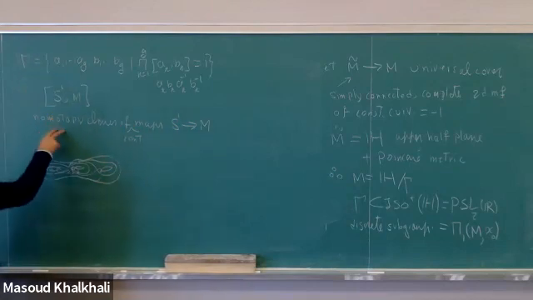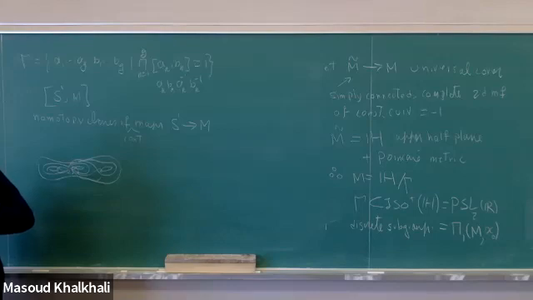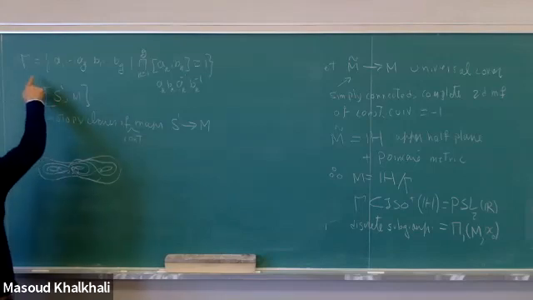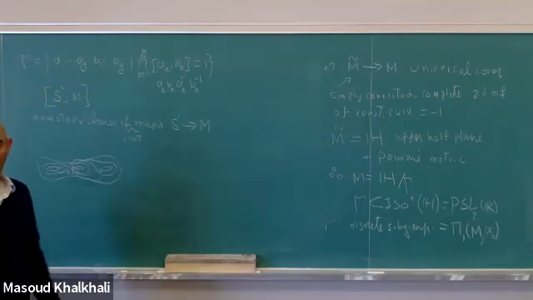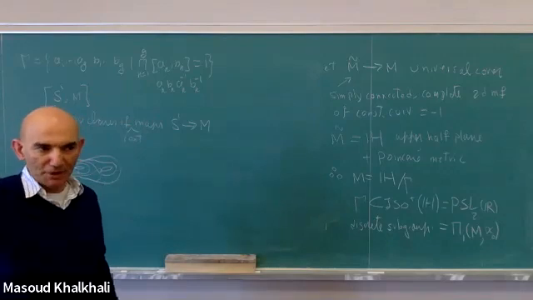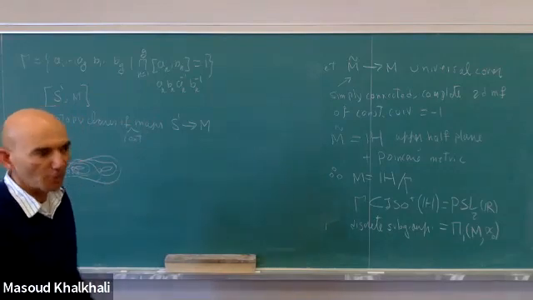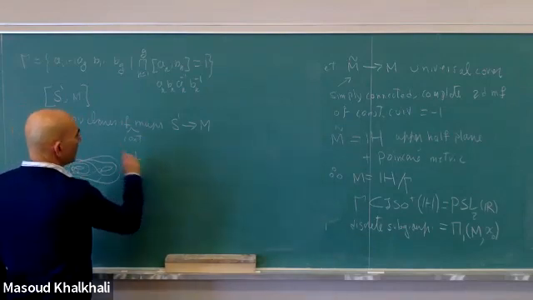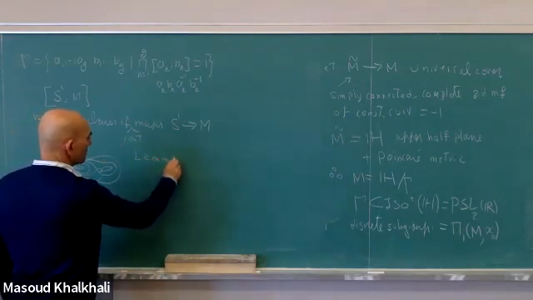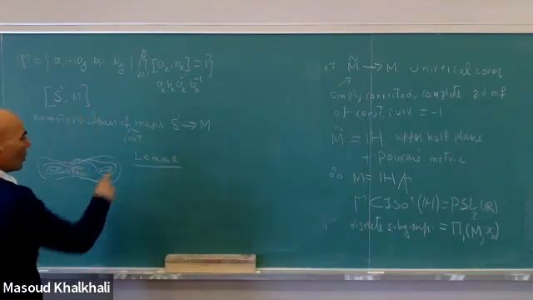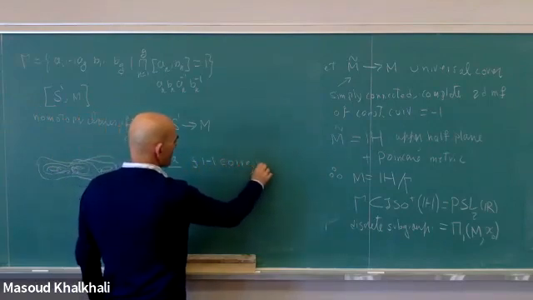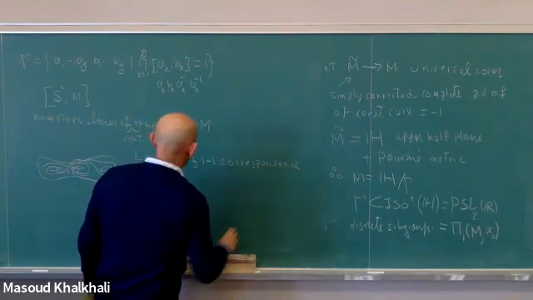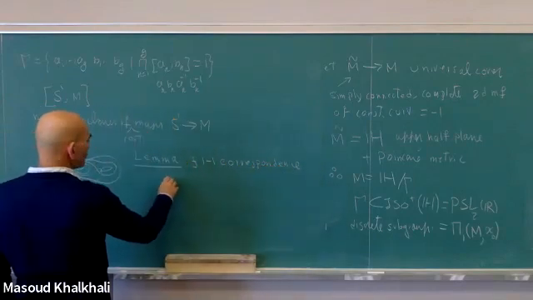Now what I want to say is that conjugacy classes of gamma are in one-to-one correspondence with such things. But once you do that identification, you have to go back for the other one, and that creates conjugacy classes. So here's a lemma: there exists a one-to-one correspondence between conjugacy classes of gamma.